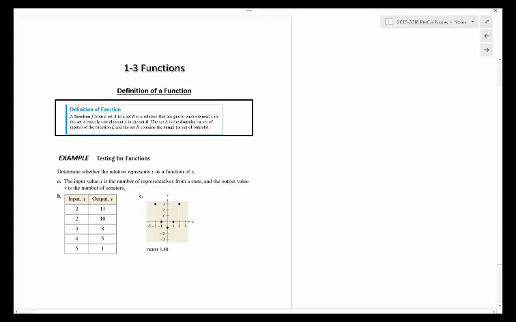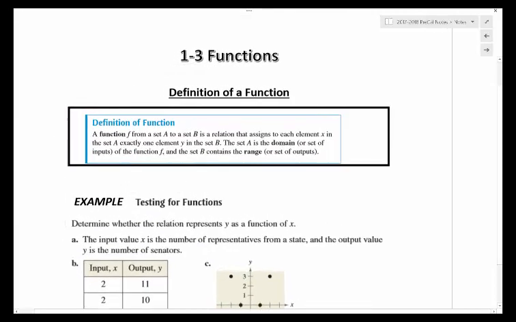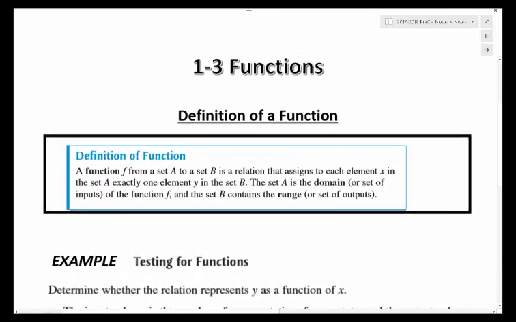Well, welcome to 1-3. We're going to be discussing what is a function and some various aspects. So the definition of a function is from set A to set B, a relation that assigns each element x in the set A exactly one element y in the set B. The set A is the domain, or set of inputs, of the function f, and the set B contains the range, or set of outputs.